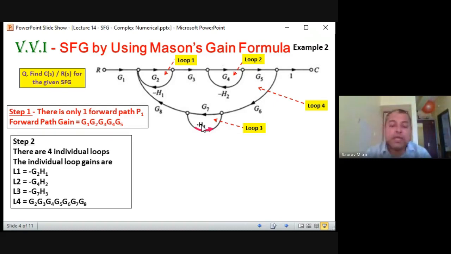So there are three pairs of non-touching loops. Their gain has to be multiplied. I will show you in step 3. So step 1 is for finding the forward path gain, that is G1, G2, G3, G4, G5. There is only one forward path.